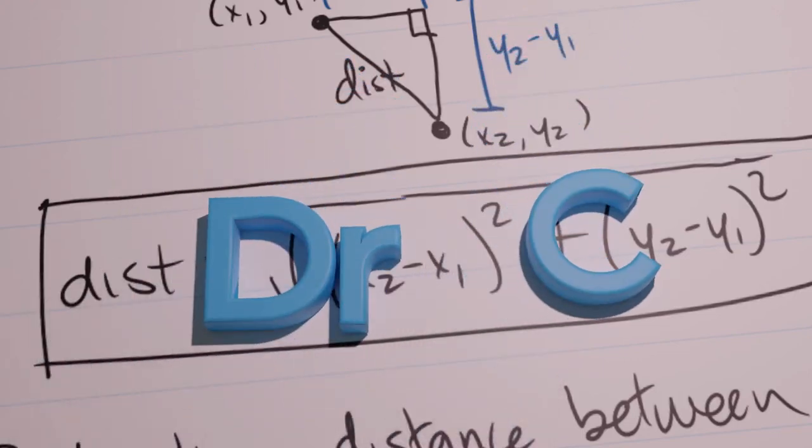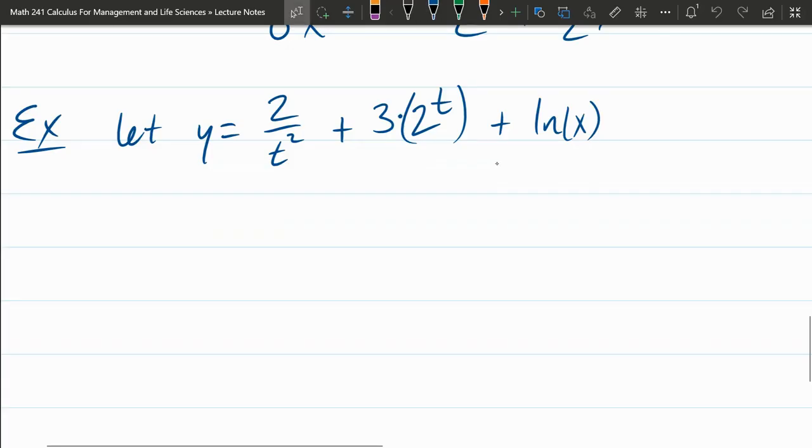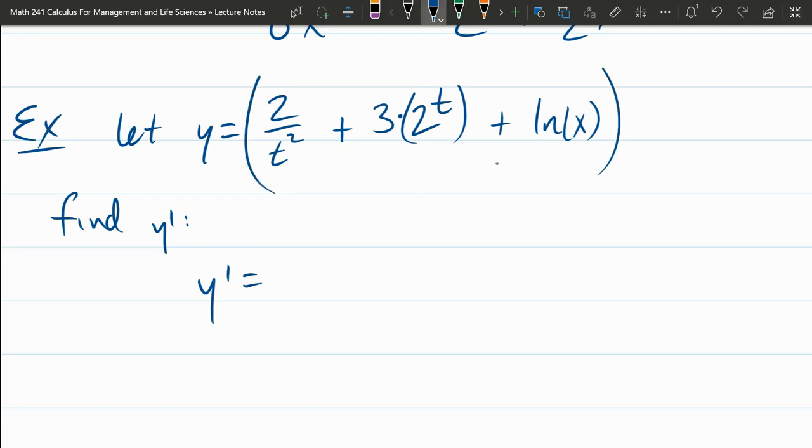We're ready for our next example. We're going to take the derivative of this function here. So we want to find y prime. All right, so y prime is, now I'm going to apply the derivative to the whole function.